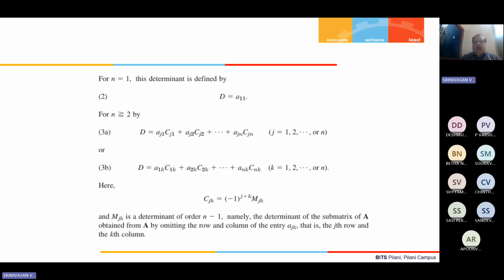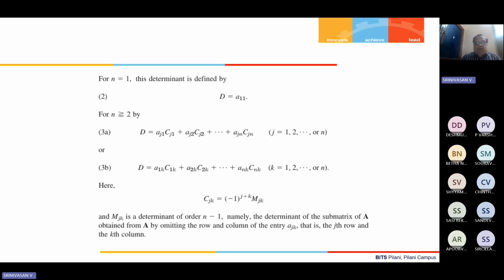See, for n equal to 1, that is, if the order is 1, that is one element, 1 by 1, then D is just the element A11, which is the first row, first column. For n greater than or equal to 2, what is D? It is the expansion through any row or any column. So that is the meaning here. Of course, you have a notation involving capital C, which stands for cofactor of elements of the matrix.